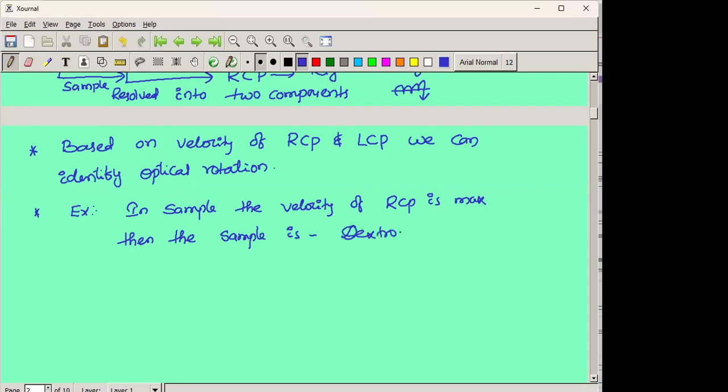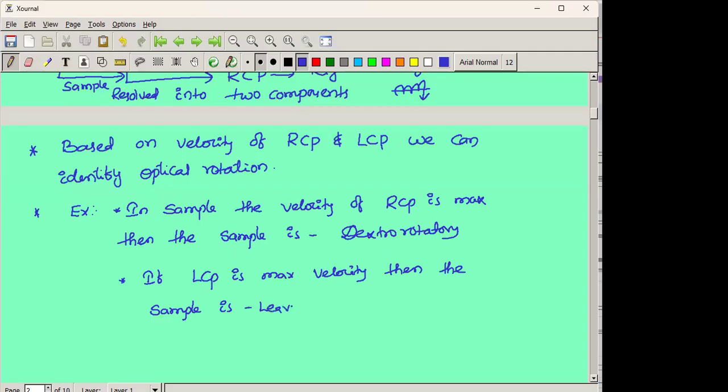Yes sir, dextrorotatory. If LCP has maximum velocity, then the sample is levorotatory. If both have the same velocity, then there is no optical rotation.